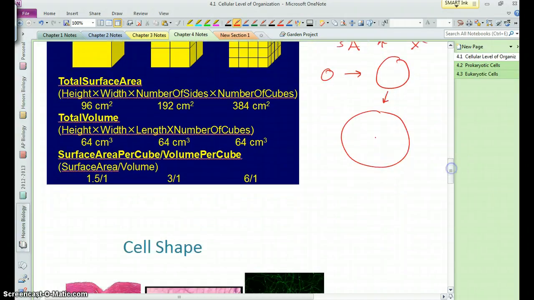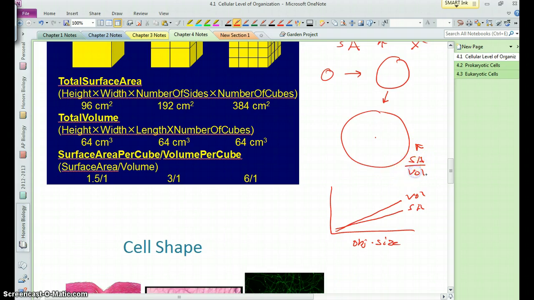So what happens is, as an object gets bigger, of course the surface area increases, but the volume increases at a faster rate, such that in larger objects like this guy, your surface area to volume ratio is less than your surface area to volume ratio in your small object. So smaller objects have more surface area relative to the volume, and it makes it easier to get things in and out of that cell.